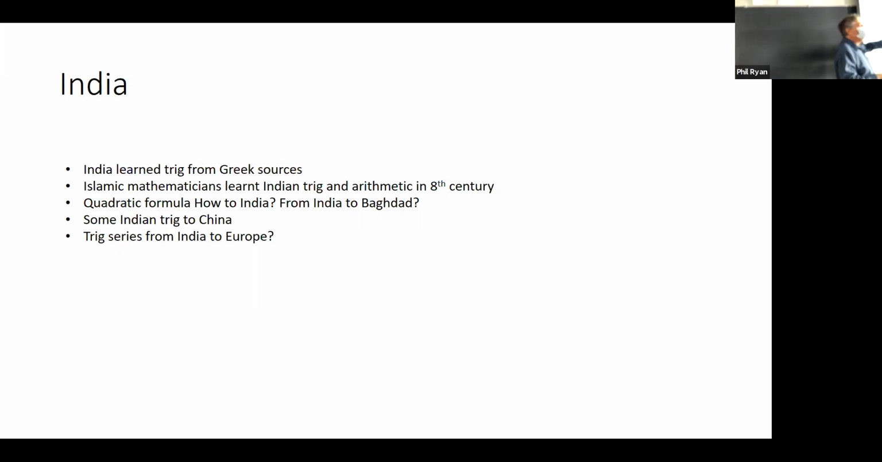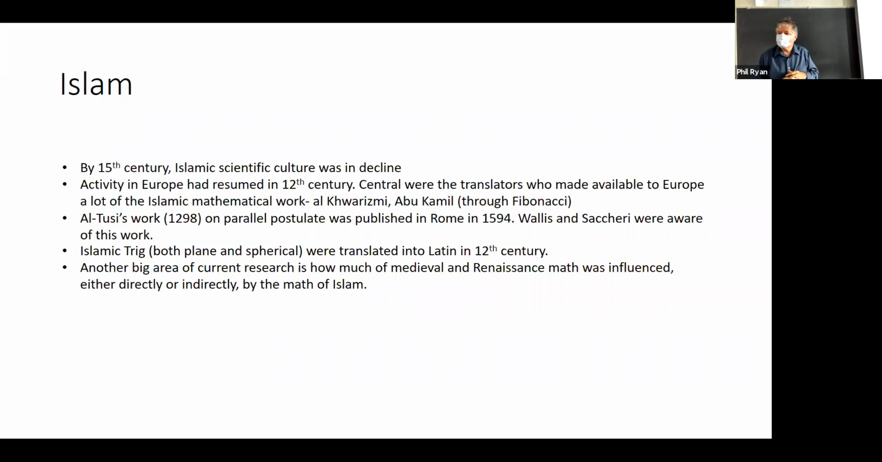But in other parts of Europe, other people also developed ideas about power series. And so is there any influence from these Indian power series on those mathematicians in Europe? That's kind of an unknown question, and people are interested in that. So we've been looking at Islamic mathematics, medieval Islamic mathematics.